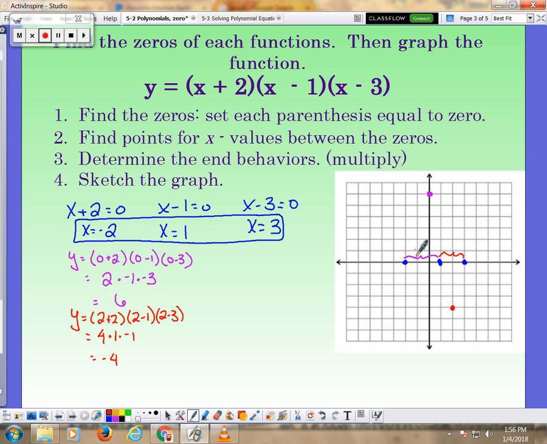Step 3, determine the end behaviors. To determine your end behaviors, I need to know what this variable times this variable times this variable is. X cubed, right? Because an x times an x times an x is an x cubed. And all of those x's were positive x's, so it's a positive x cubed. So based off of what we learned yesterday, if a is positive and n, which is our exponent, is odd, what are the end behaviors? For a positive odd, it starts down and ends up. So this graph is going like this.